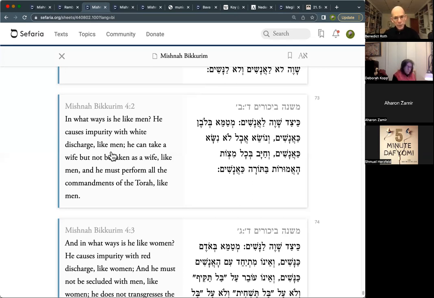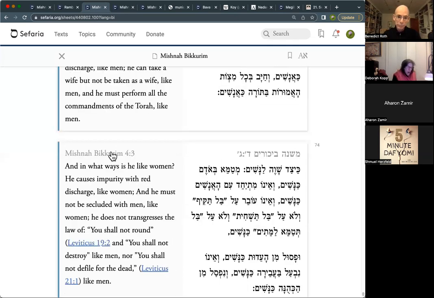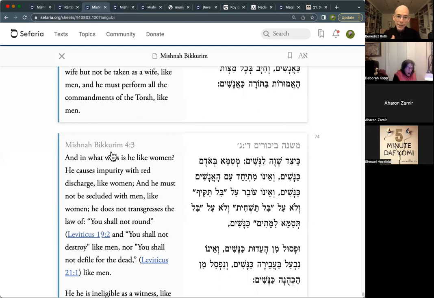This is the first one. And because the androgynous, the hermaphrodite, has got sexual organs both for a man and for a woman, there is uncertainty. And so the Mishnah will now go on to say, in what way is he like a woman? Because in some ways he's like a man, but in some ways he's like a woman.